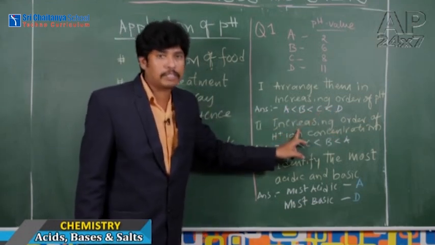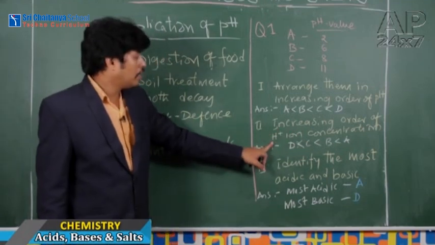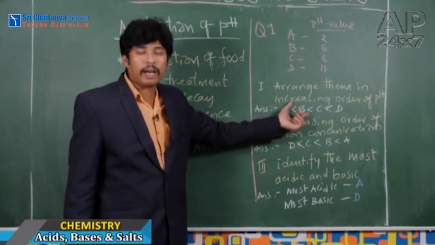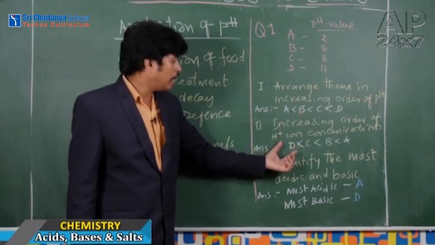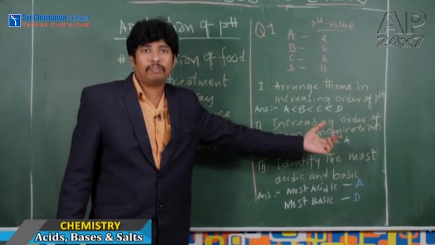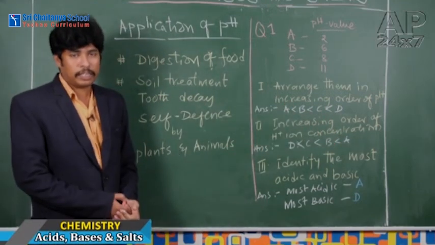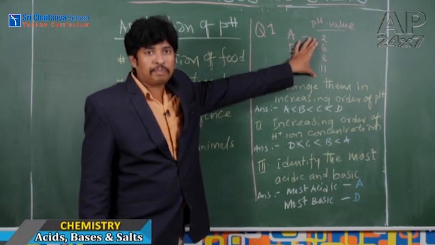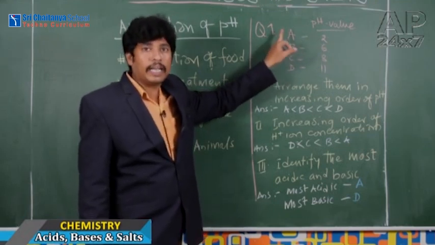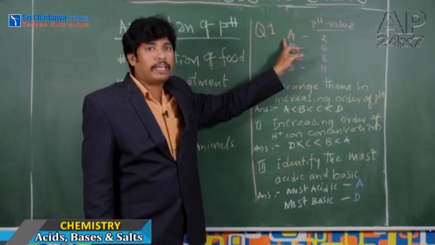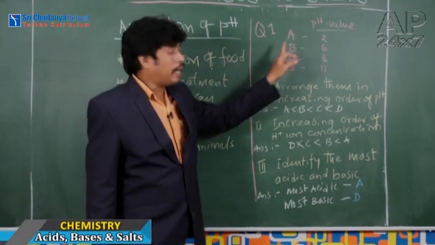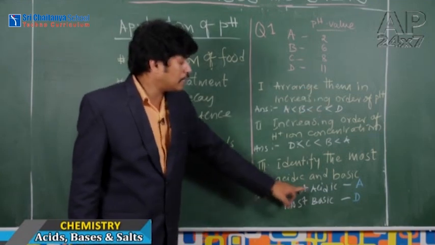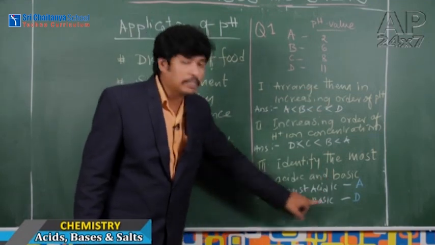When it comes to the H plus ion concentration, with increase in the pH value, H plus ion concentration decreases. So a quite opposite order we get here. Then D, C, B, A will be the increasing order of H plus ion concentration. And finally, as per the pH, the solution which has the least pH will have more acidic character, and the highest pH will have more basic character. Then the most acidic solution is A and the most basic solution is D.